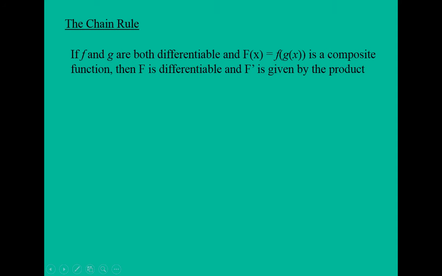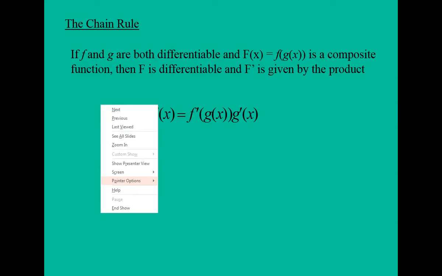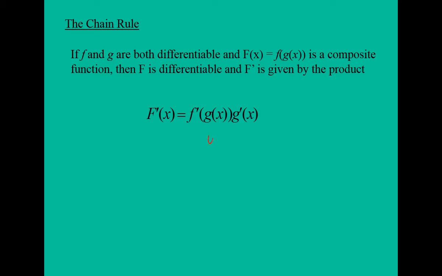Chain rule. If f and g are both differentiable and f of x is a composite function, f of g of x, then f is differentiable and f prime is given by this, another form to represent the derivative of a composite function. If you take a look at what we did just a few minutes ago, you can see we just said u was our g of x. So instead of writing u right here, we're just writing g of x. And then you can see the rule says that we're going to take the derivative of the outside function, leaving that inside function as is, times the derivative of the inside function.